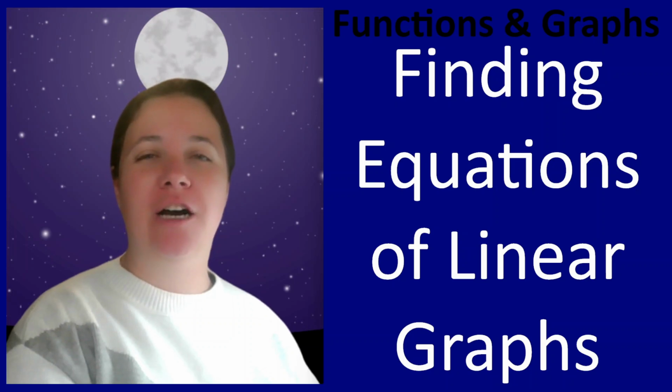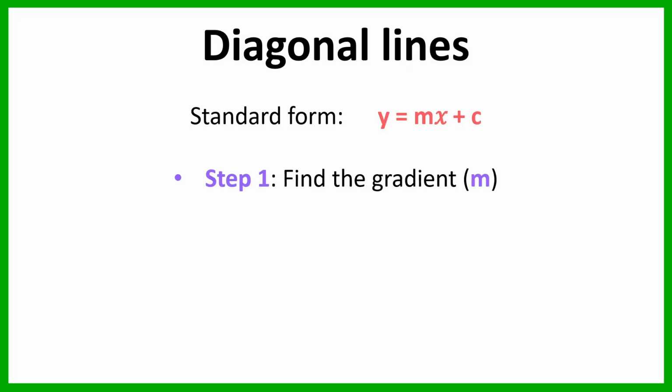Today we're going to be learning how to find the equations of linear graphs. When you need to find the equation of a diagonal line, you need to remember that the standard form of the equation is y equals mx plus c, and we're going to follow 3 steps to find the equation. The first step is to find the gradient, which is the m in the equation.